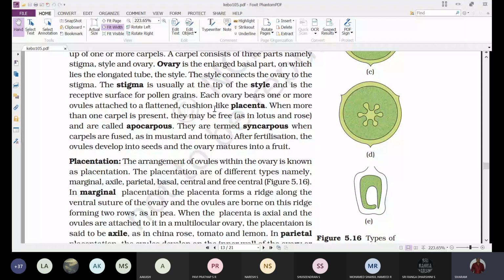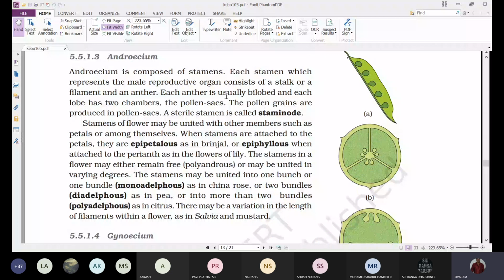There are different types of placentation: marginal placentation, axial placentation, parietal placentation, free central placentation, and the fifth one, basal placentation. So these are the five different types of placentation. We'll discuss these five types in detail in the next class.